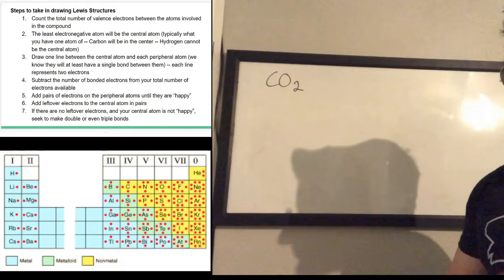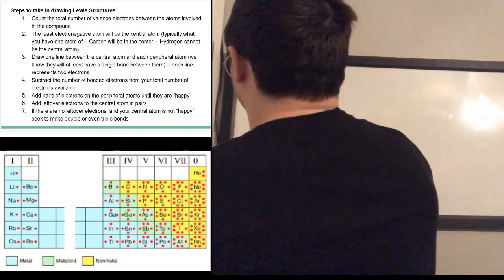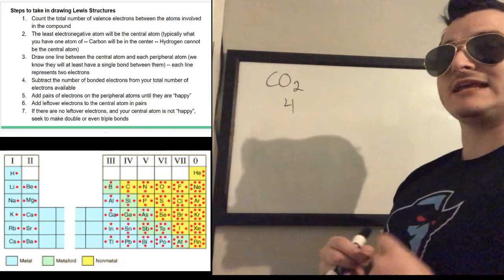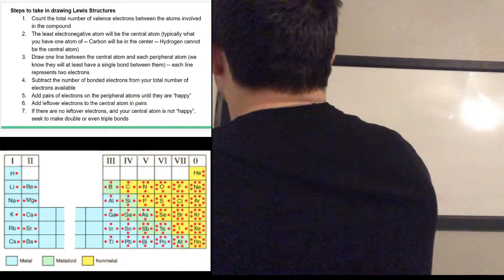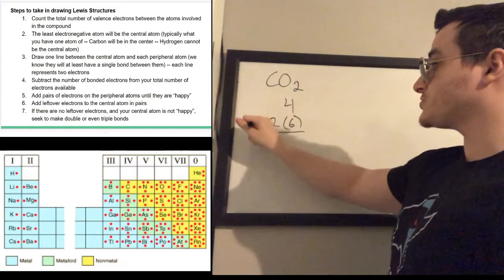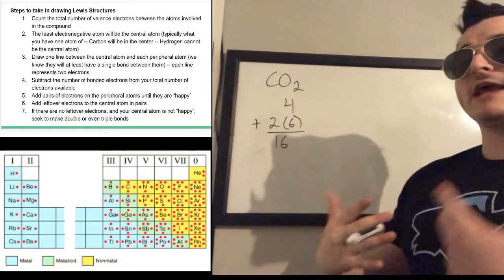Next in your notes is carbon dioxide. First step, count up how many electrons we have. Carbon is going to give me 4, as he is located in family 4A on the periodic table. And I've got 2 oxygens that each give me 6, as they are located in family 6A on the periodic table. So 2 times 6. So a little bit of quick maths here, 4 plus 12, and we've got 16 valence electrons to work with. These three atoms are going to utilize these 16 valence electrons in order to make everyone happy.